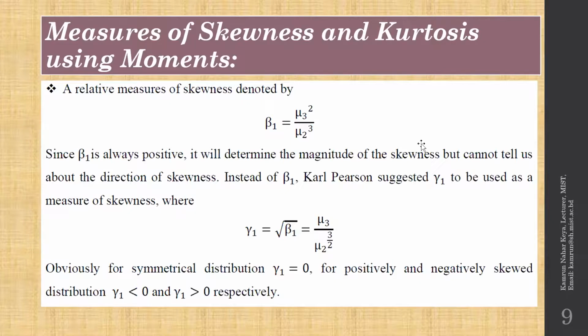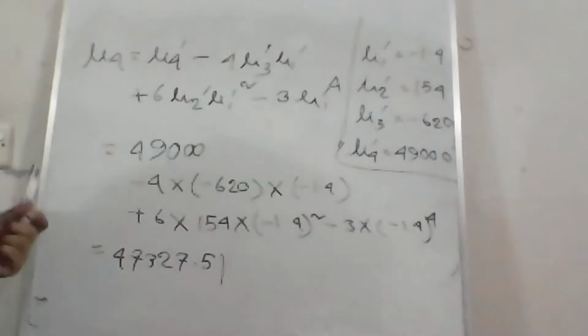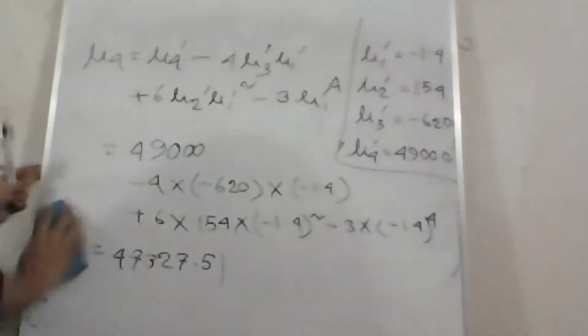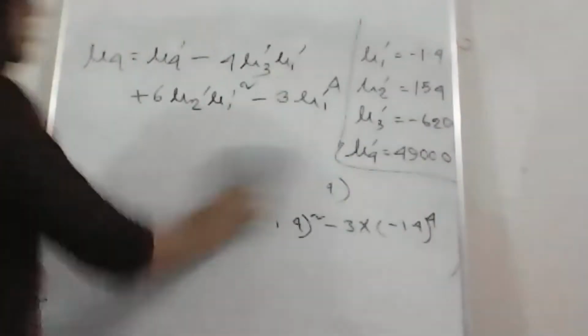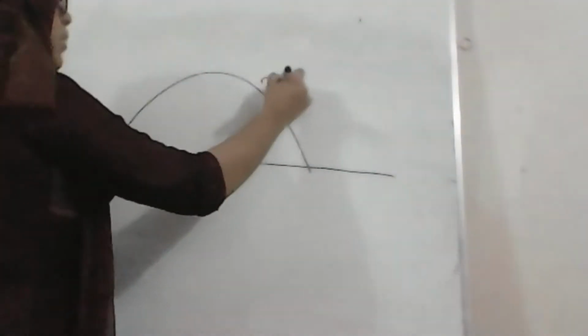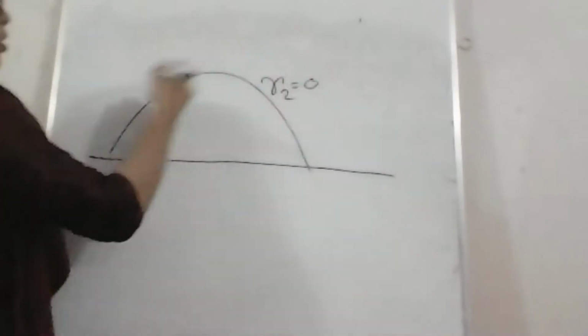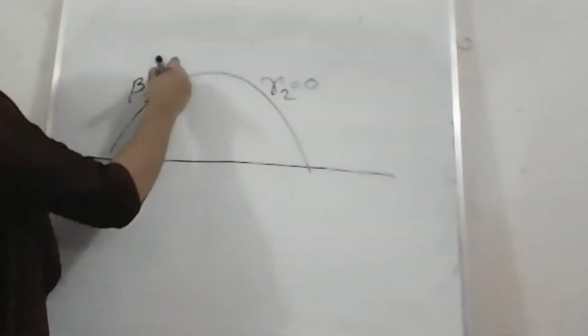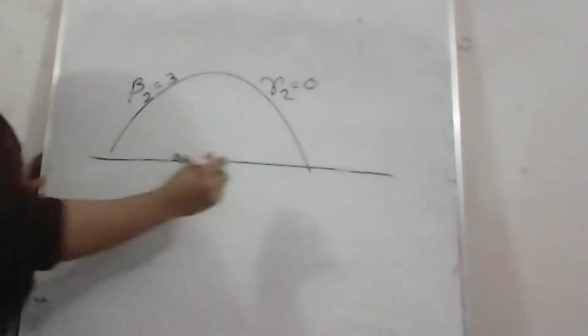So this is the last part. I'm just showing it a little bit in the graph in the slide. This is the last of this class, and this part is done. In the next class, we are starting probability theory. These fundamentals are already done. So this is our normal standard curve, that means gamma 2 is equal to 0 or beta 2 is equal to 3, and it is mesokurtic.